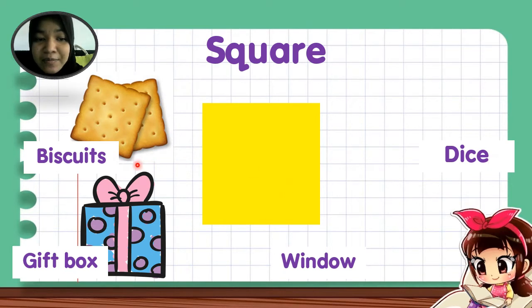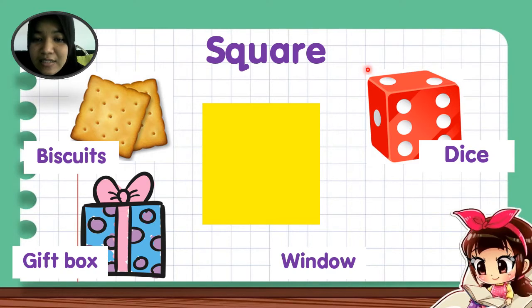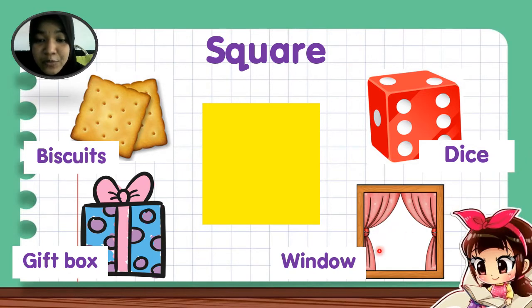Yes, it is a biscuit. Okay, so we have it is a square shape biscuit. Okay, second, yes, it is a dice, or in Malay we call it as dadu. Dadu is also in a square shape. Okay, next we have window. As you notice, or if you perasan, dekat rumah kamu mesti ada tingkap. And then, how does it look like? Yes, it is square.